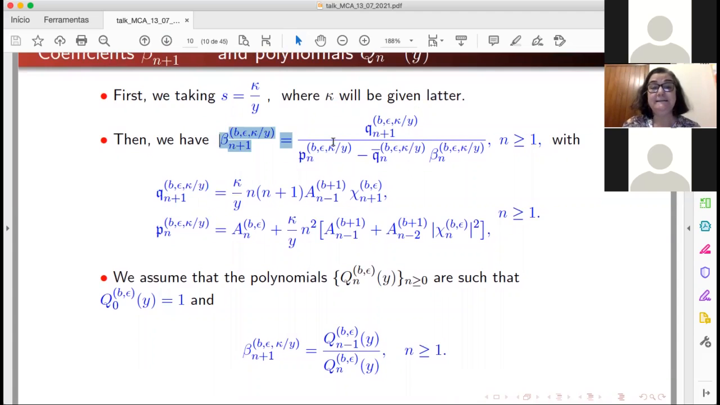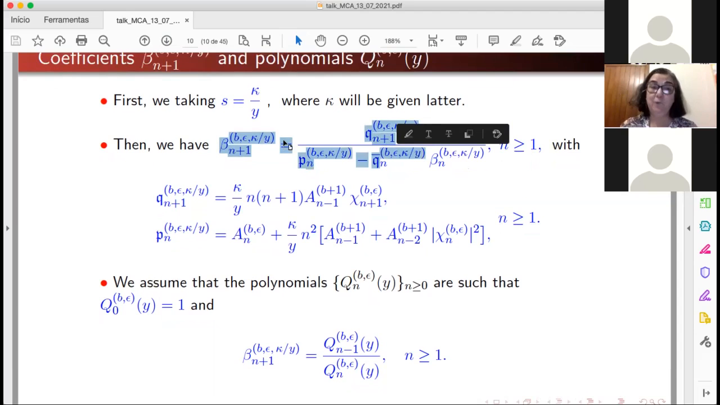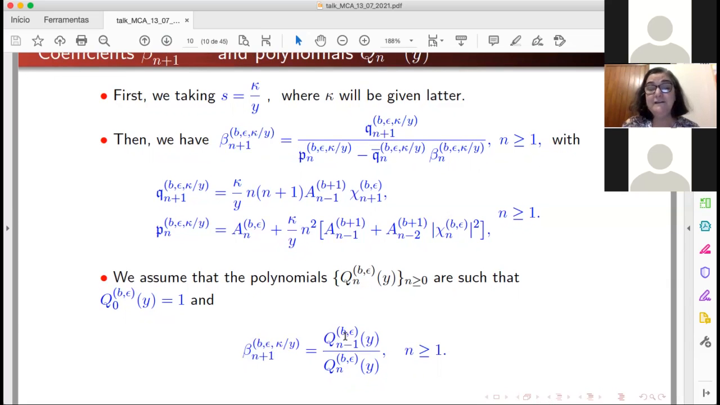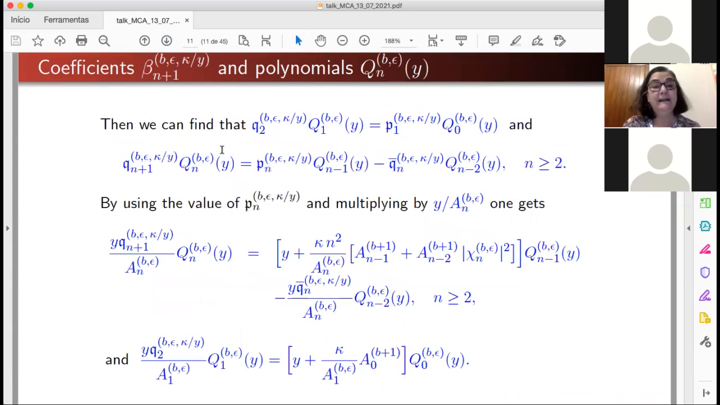Okay, from this property, from this way, how to write the betas, we can first assume that beta n plus 1 can be written as a fraction of two polynomials that depend on Y, exactly the Y that we have here. So suppose this, and also we will start with Q0 equals 1, and just using this property, we realize that the polynomials Q and P satisfy this property here involving Q and Pn.